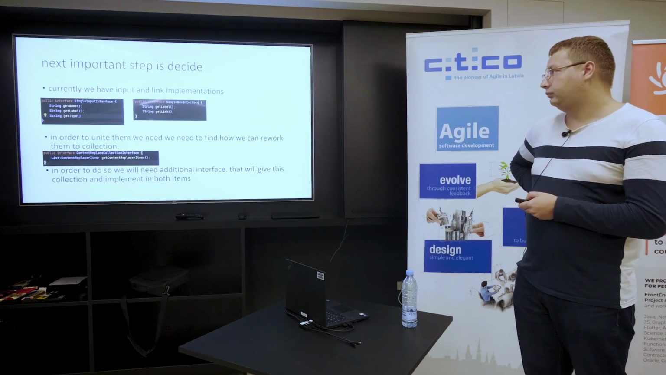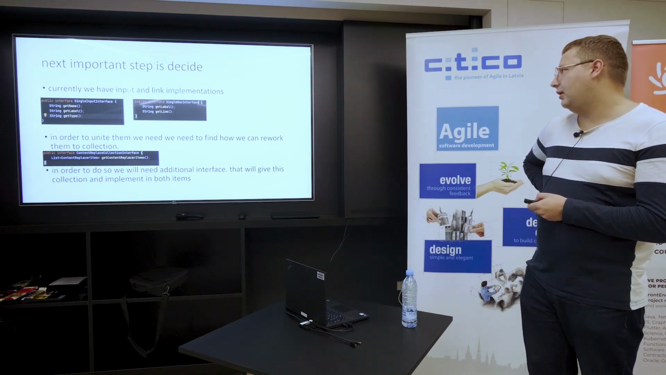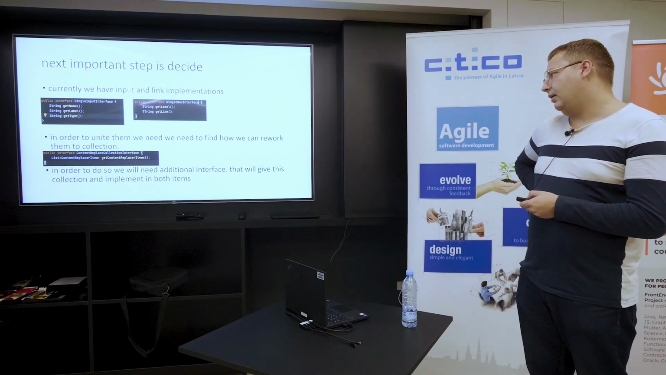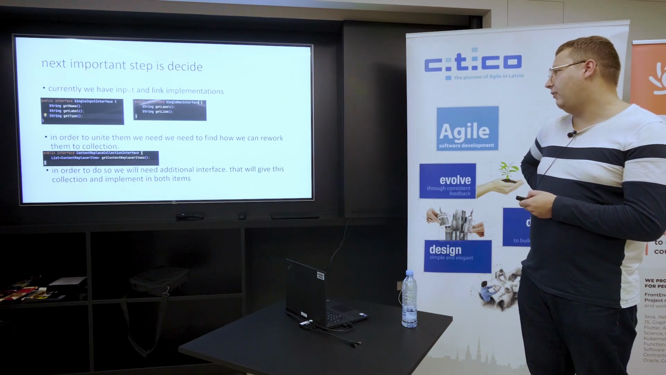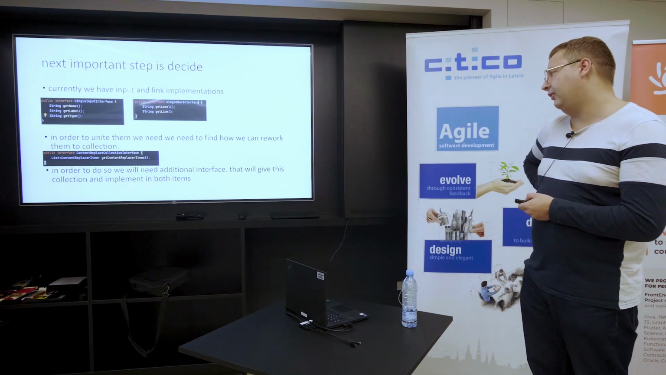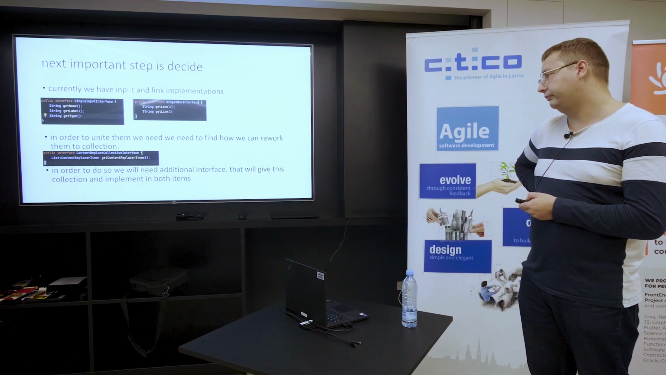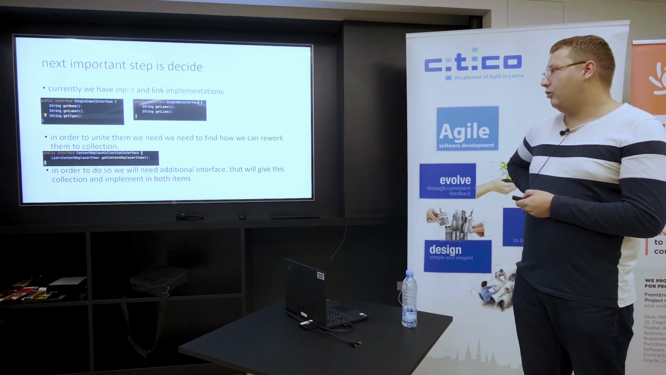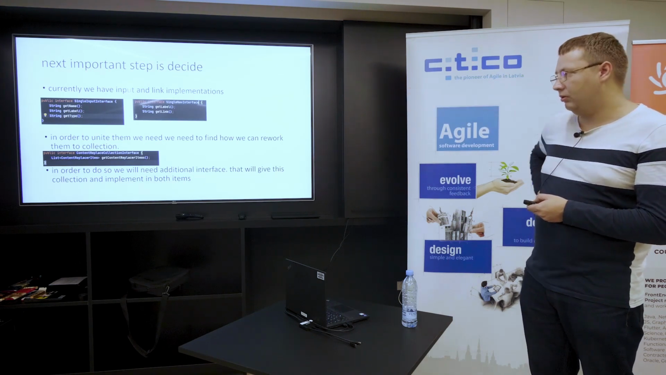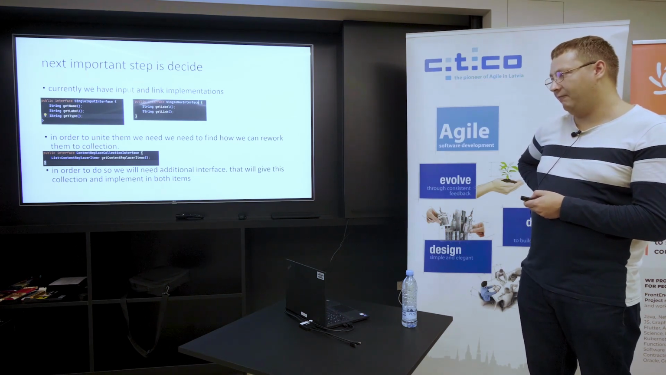Yes, so currently we have input and link implementations. In order to unite them, we need to find how we can rework them into a collection. In order to do so, we will need an additional interface that will give this collection and be implemented in both items. So we need to understand how the upper two interfaces we can use, implement in the bottom single interface.